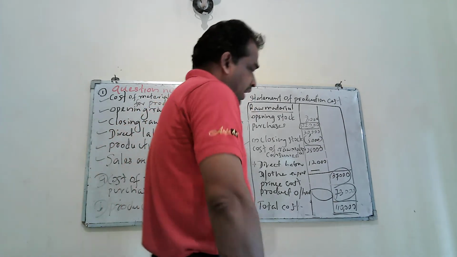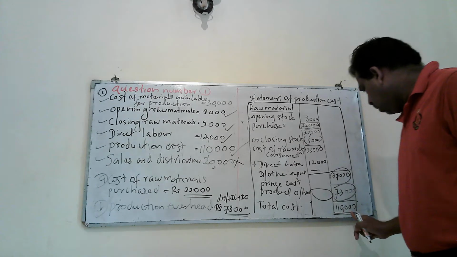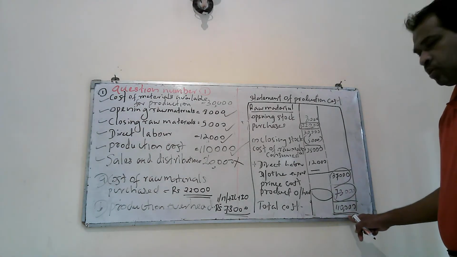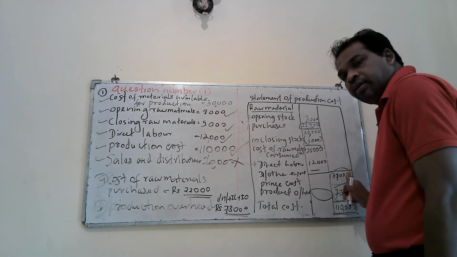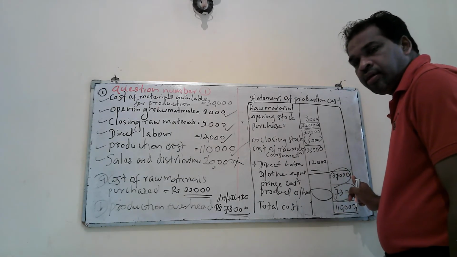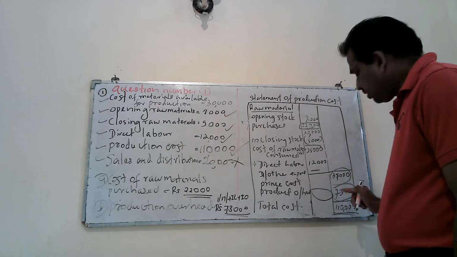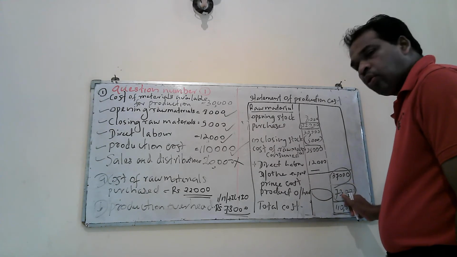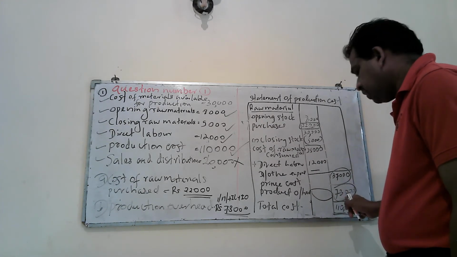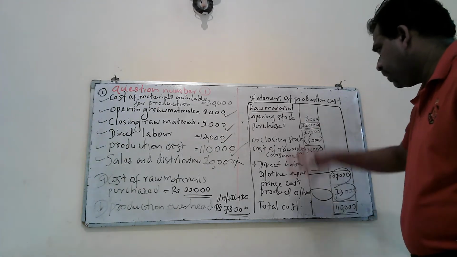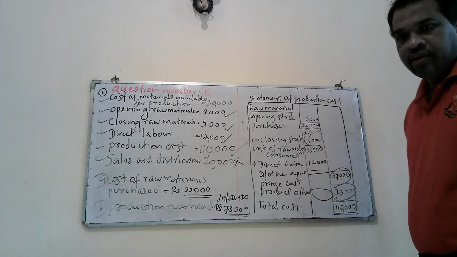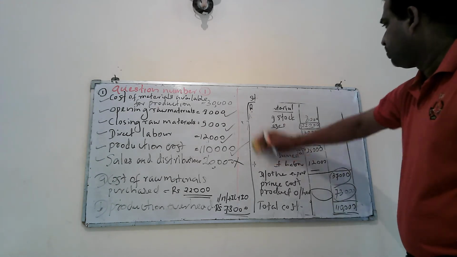Production overhead is 73,000 rupees. If you are given total cost, then you deduct prime cost, that is the total of direct material, direct labor, and direct other costs. Deduct that total from the total cost, and you will reach the production overhead. You understood that. That is the simple format for the manufacturing account.